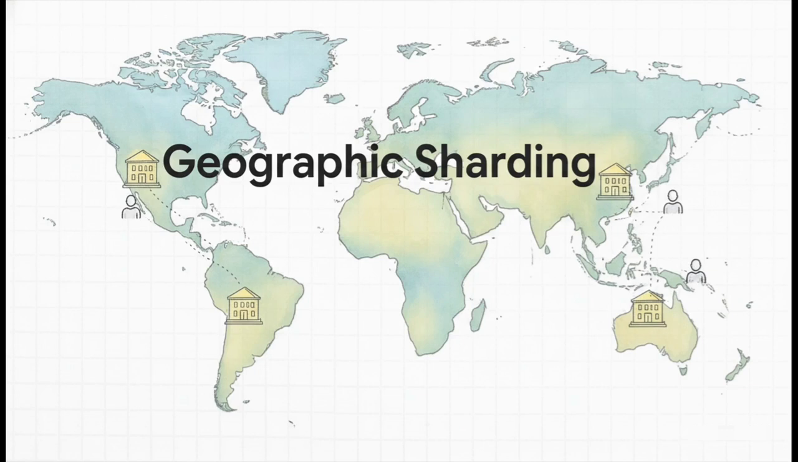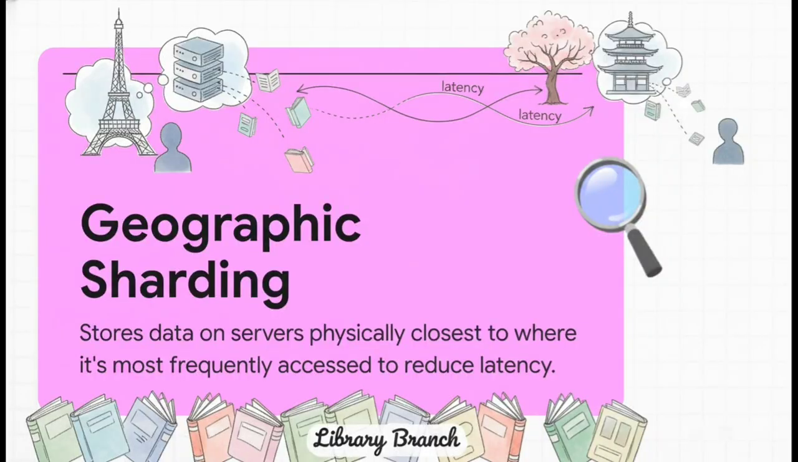All right, our final strategy is maybe the most intuitive one, especially when you think about global applications that have to serve users all over the world. It's called geographic sharding. The logic here is just plain simple. Keep the data close to the people who actually use it. If a user is in France, their data lives on a server in Europe. If they're in Japan, their data is on a server in Asia.